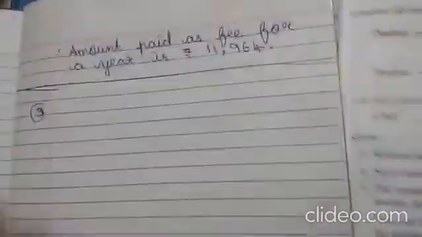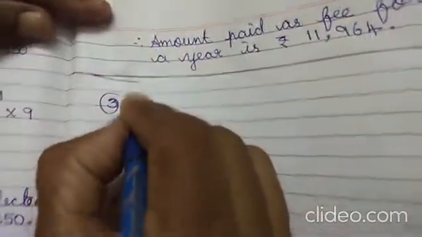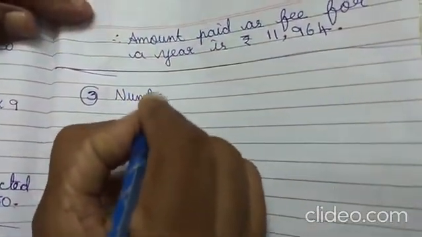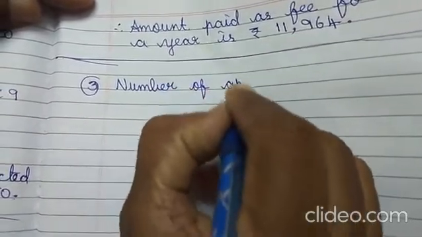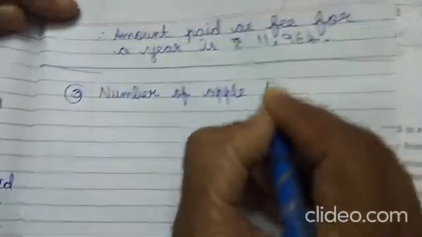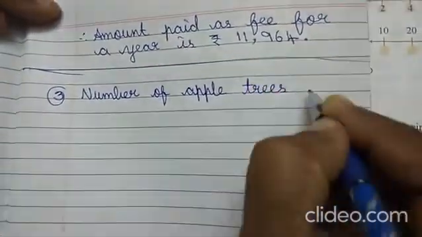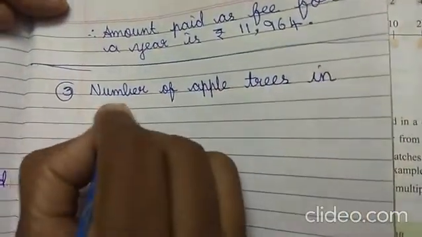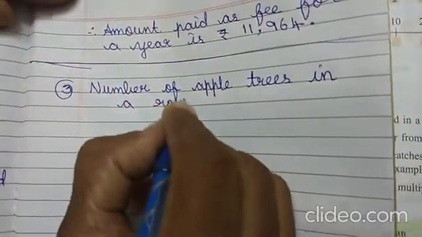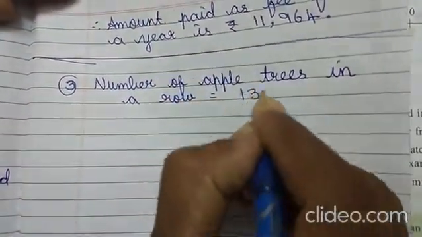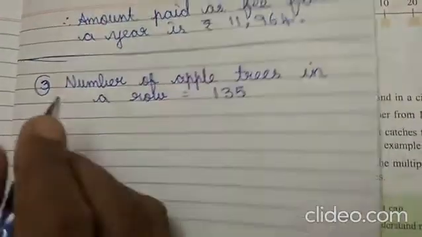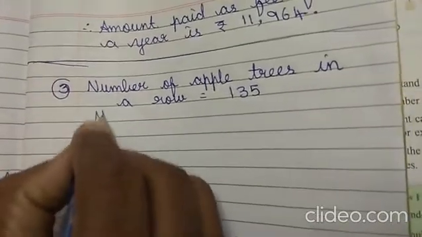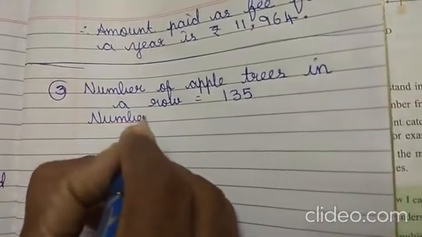Okay, children. So number of apple trees in a row. In a row, how many apple trees, children? 135. So number of rows, children, how many rows are there? Number of rows.